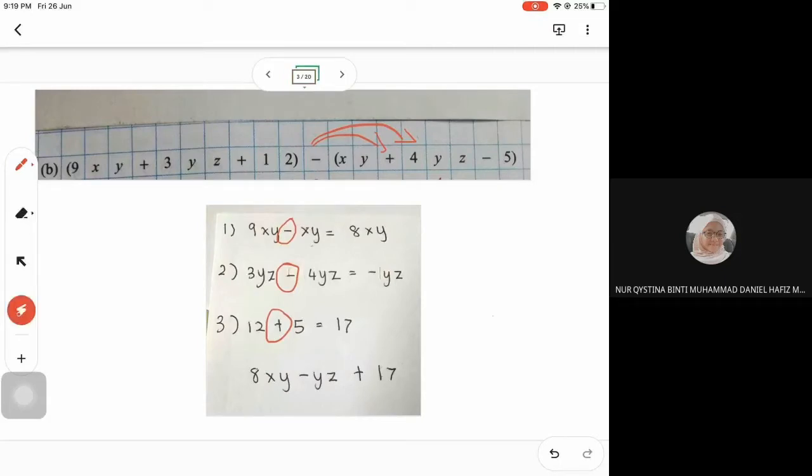Pakai pointer boleh? It stopped. Here. Okay.